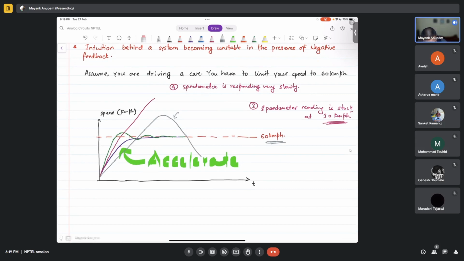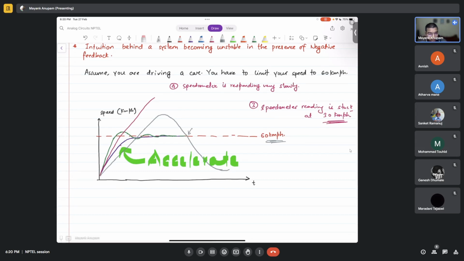And this time, let's say that the speed has gone very low, and still the speedometer says that the speed is not 60 kmph. Once it has gone sufficiently lower so that the speedometer is again showing 60 kilometers per hour, it will again start accelerating, right? Something like this. And it may happen that this time it goes even higher than the last time, and this keeps going on. So in this case also you see that the oscillations in the speed are increasing with time, in contrast to the earlier case where the oscillations died with time.